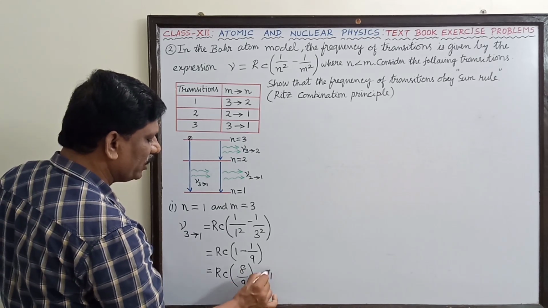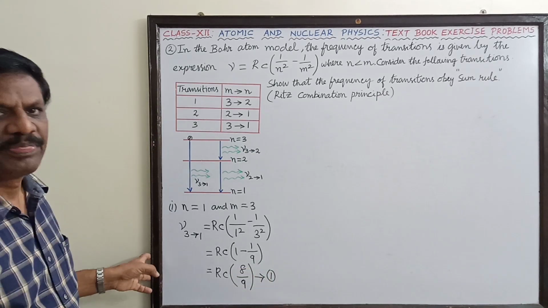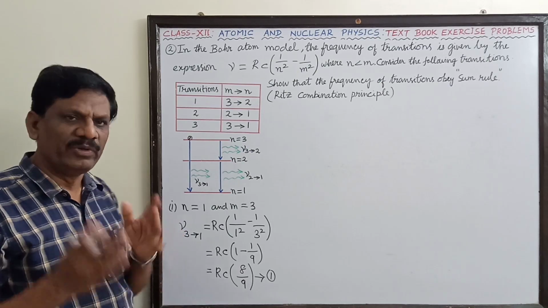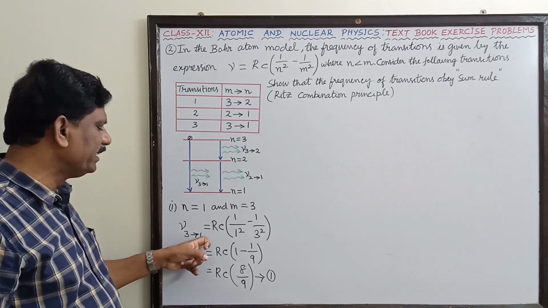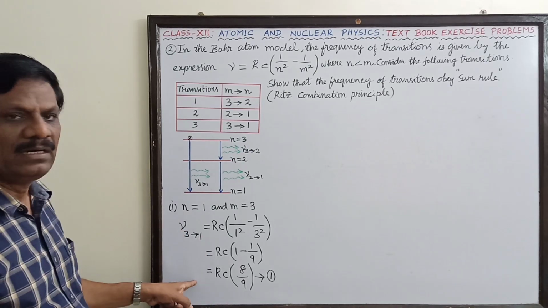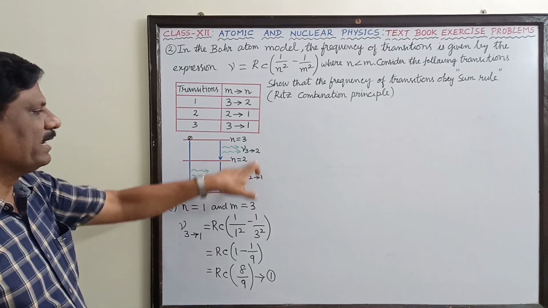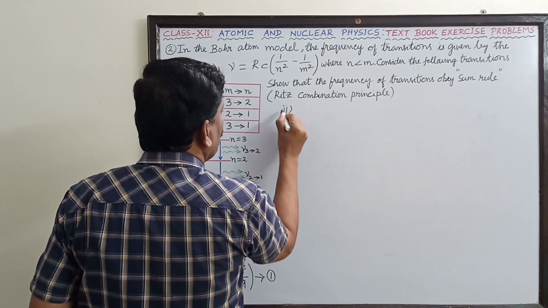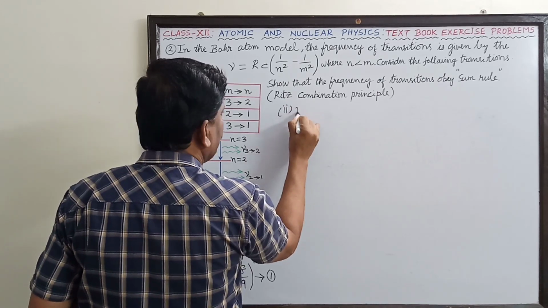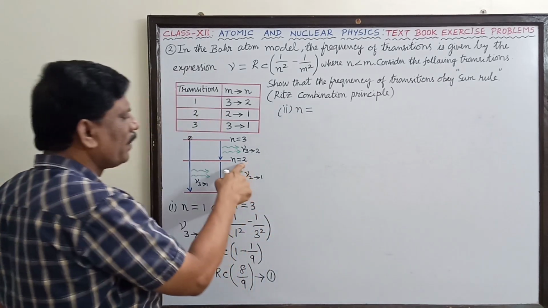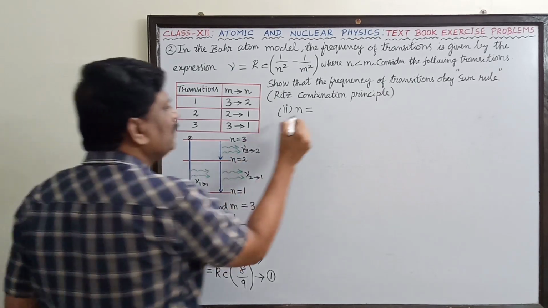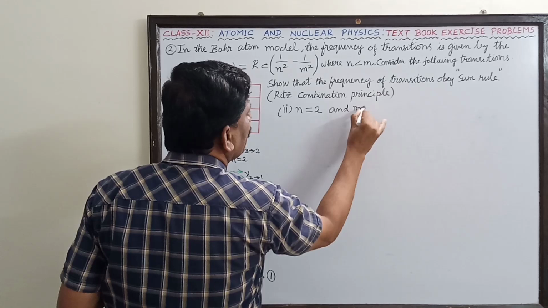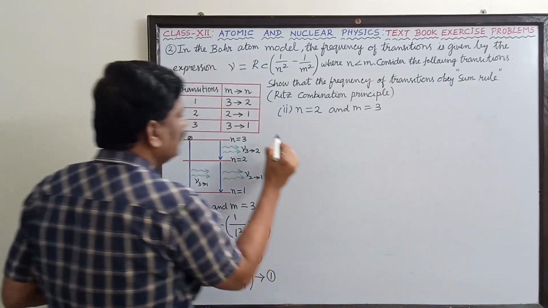So this is equation 1. Okay, so I have found the frequency of radiation emitted during the transition from n is equal to 3 to n is equal to 1. Similarly, these two transitions we will find out. So case 2. Now I will take n is equal to 2 and m is equal to 3.